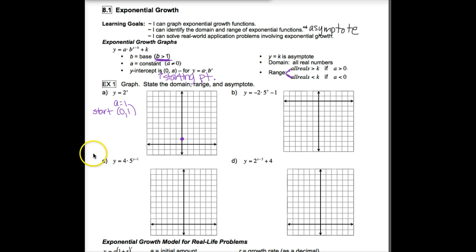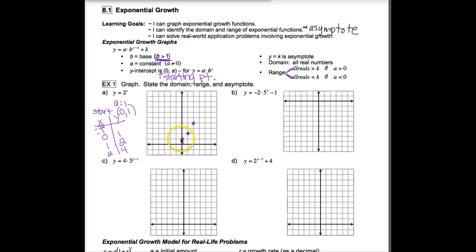Now again, you could make a t-chart for all of these and get the rest of the points. So if I know that my starting point is (0, 1), I can plug in x equals 1, x equals negative 1, x equals negative 2, x equals positive 2, and easily come up with numbers to put in here. So when x is 1, 2 to the first power is 2. So (1, 2). And when I plug 2 in, 2 to the second power is 4. Notice the same pattern that arises.